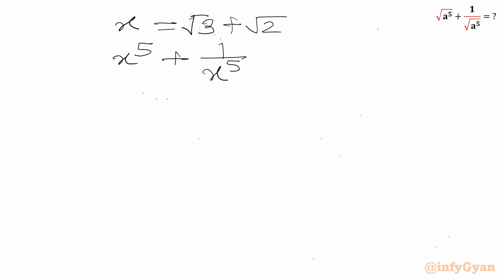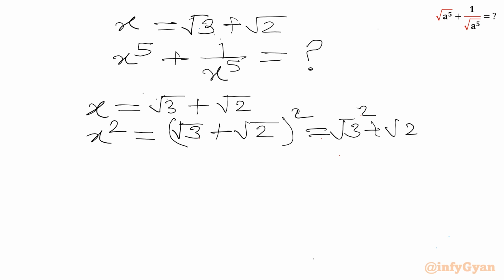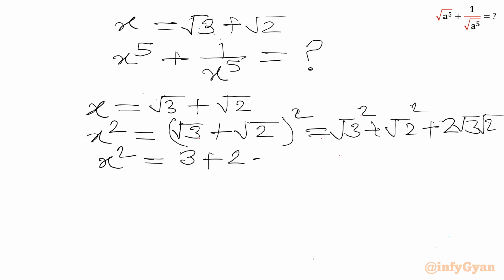Let us write here x equal to root 3 plus root 2, and we have to evaluate x power 5 plus 1 over x power 5. So I can write here x equal to root 3 plus root 2. Let us consider squaring both sides. So x square will be equal to root 3 plus root 2 whole square. Now we can write root 3 square plus root 2 square plus 2 times root 3 times root 2. So x square will be equal to 3 plus 2 plus 2 times root 6, or we can write x square will be equal to 5 plus 2 square root 6.